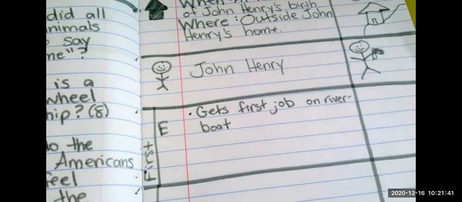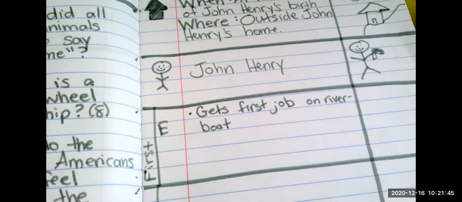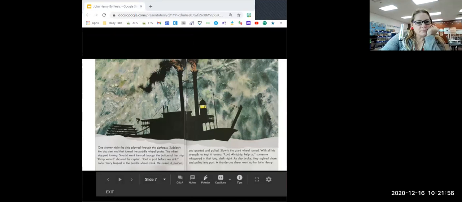Okay, so let's look at that page again. What else is going on? What else is going on in that story? It looks like something has happened. Like the paddle, it says the paddle wheel broke and there's all this water coming in. And what did John Henry do?